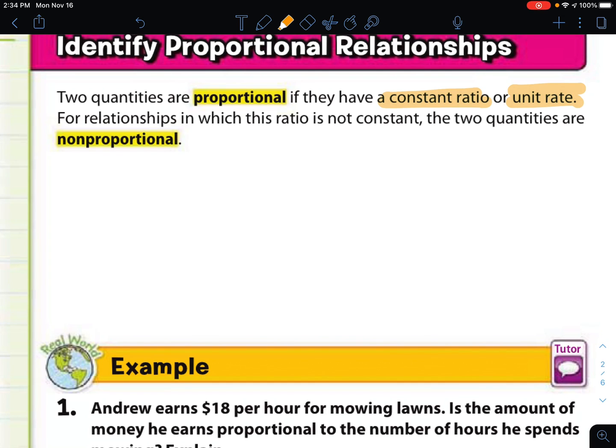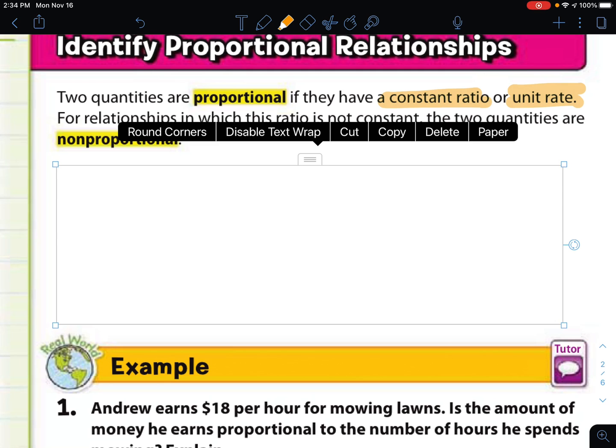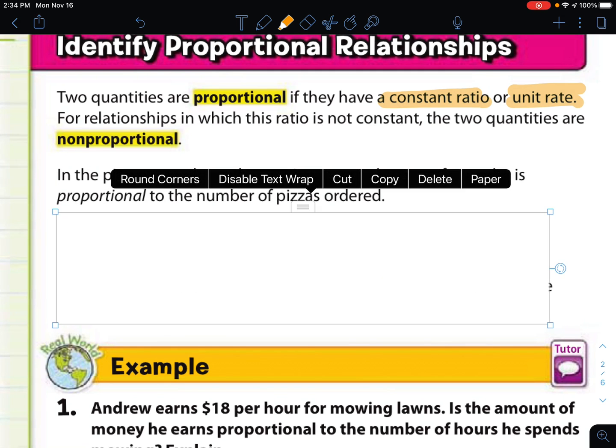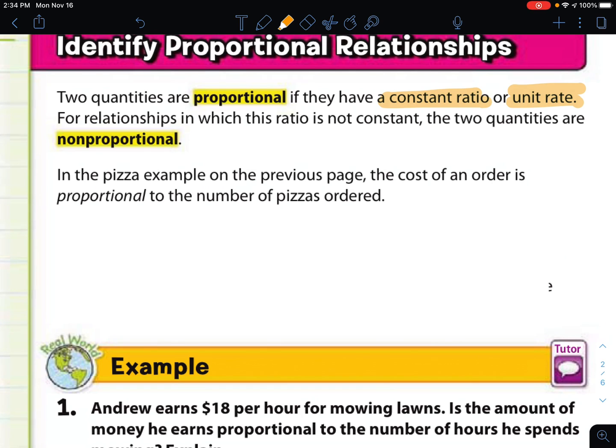The opposite holds true for relationships in which this ratio is not constant. So if you don't have a constant ratio, the two quantities are considered to be non-proportional. Let's take a look at the pizza example. In the pizza example, the cost of an order is proportional to the number of pizzas ordered. Why is that?